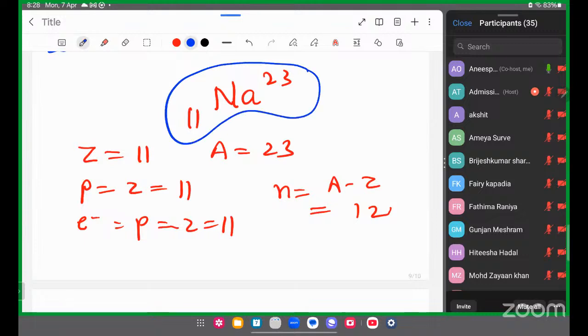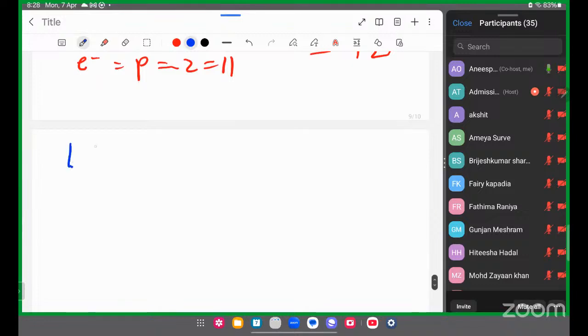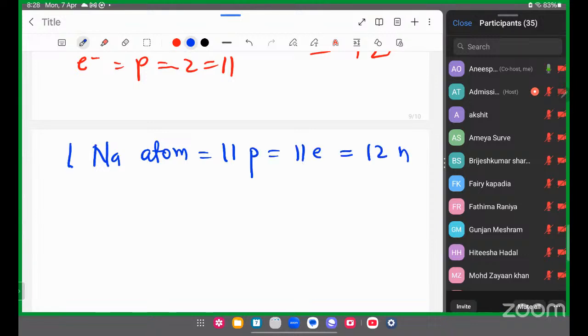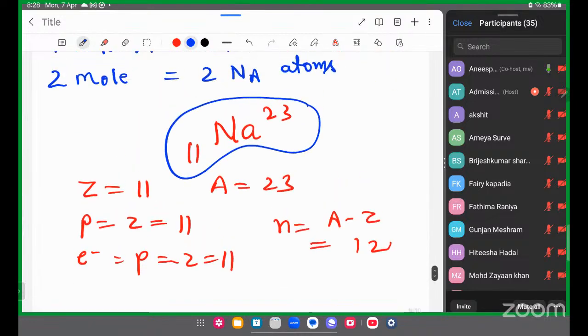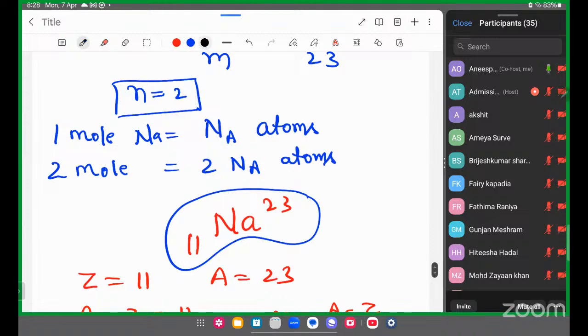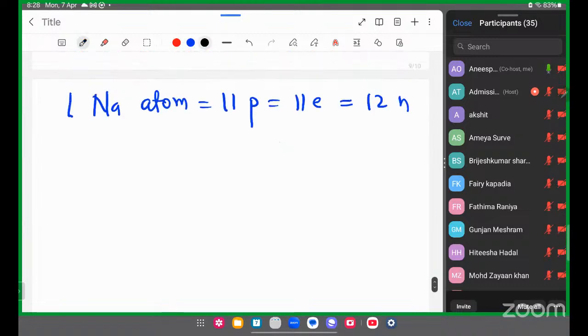Which means one sodium atom contains 11 protons, 11 electrons, and 12 neutrons. So how many total atoms of sodium do we have? In 46 gram we have twice of Na atoms of sodium.